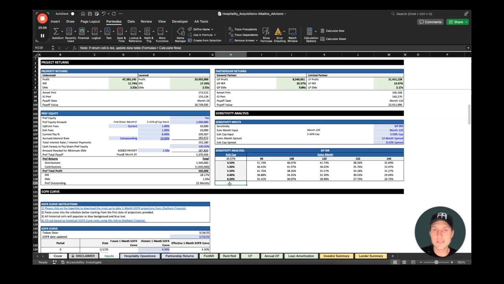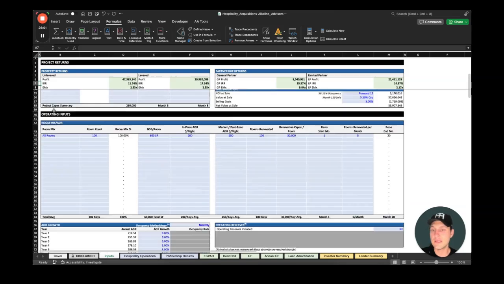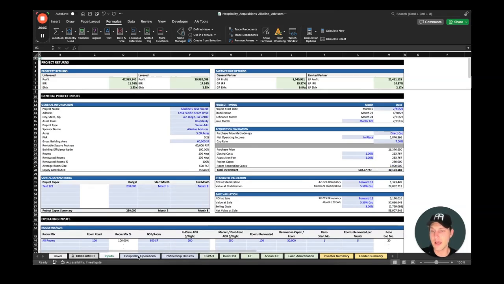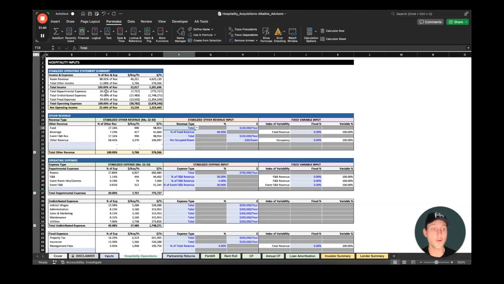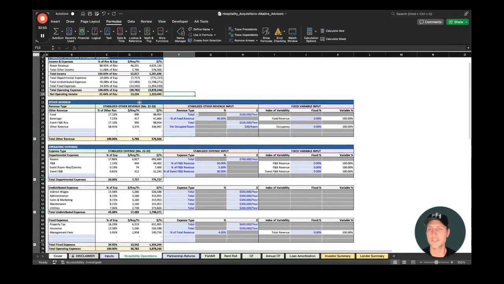So this is the inputs tab. The next tab we'll go to is the hospitality operations tab. This is where a majority of the other inputs are going to be. And these inputs are going to cover the other revenues and expenses during the operational period. So you'll see up top, we have stabilized operating statement. This will just show us the room revenue versus the other income, and then also breaks out the expense segments, and then shows us the NOI. And this is at stabilization.